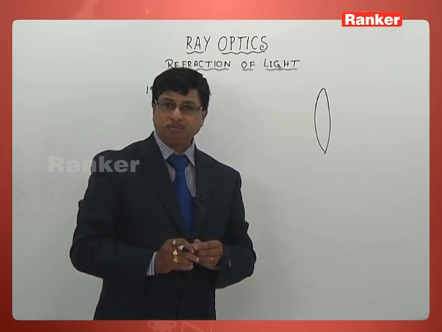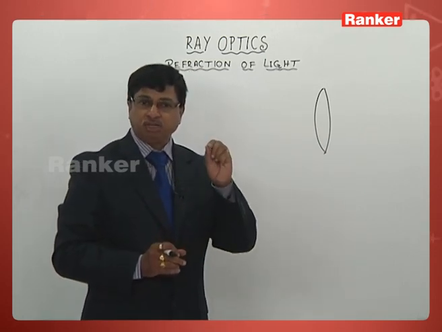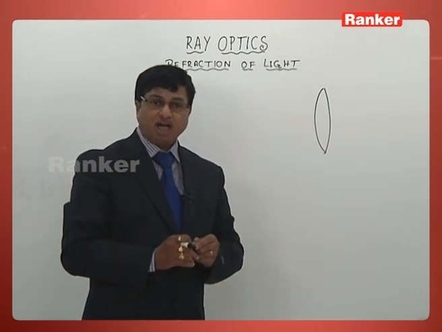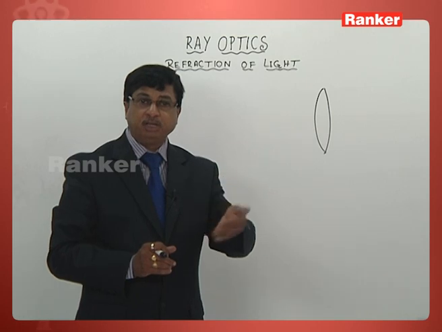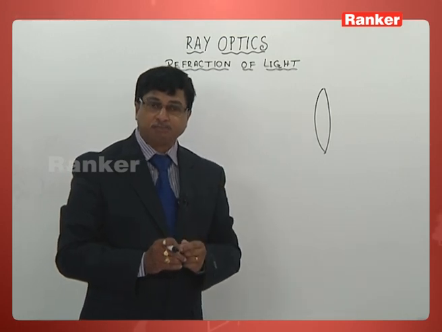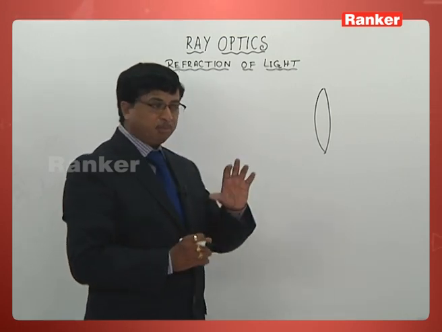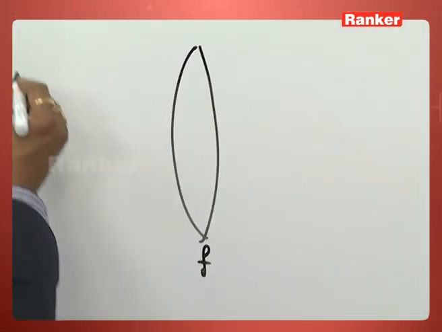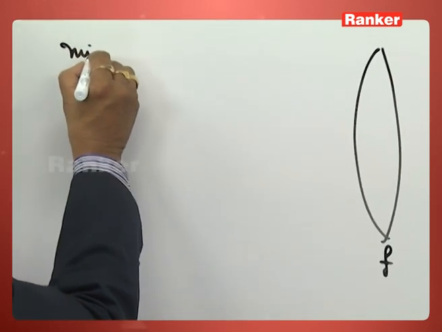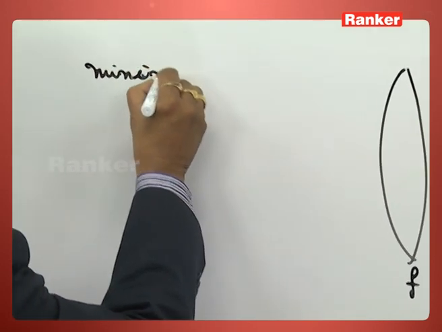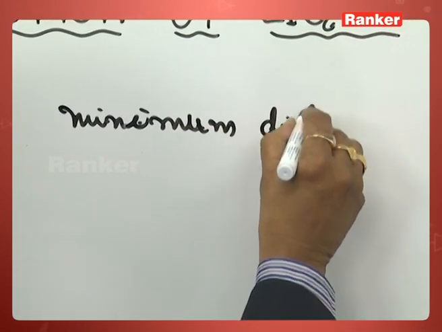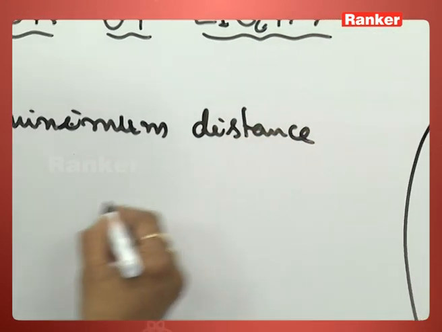I repeat my question. What is the minimum distance between an object and its real image formed by a convex lens of focal length f? What is the minimum distance there? It should be, if its focal length is f, the minimum distance, right? Minimum distance between what?